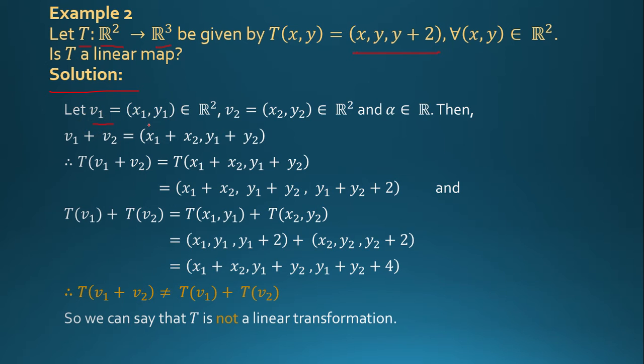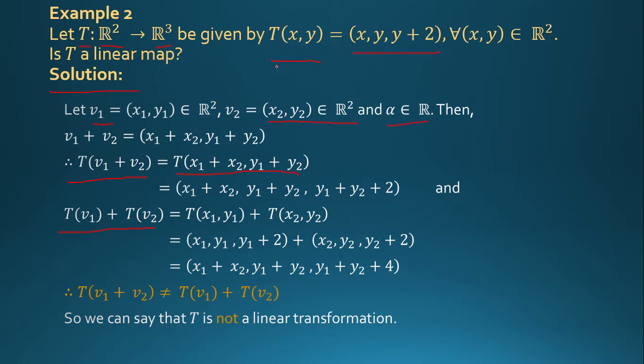Now v1 is equal to (x1, y1) belongs to R2 and v2 is equal to (x2, y2) belongs to R2 and alpha belongs to R. Then v1 plus v2 is equal to (x1 plus x2, y1 plus y2). Now we check the first property, T of v1 plus v2 is equal to T of v1 plus T of v2. So T of v1 plus v2 is equal to T of (x1 plus x2, y1 plus y2). Now we have the given definition T of (x, y).